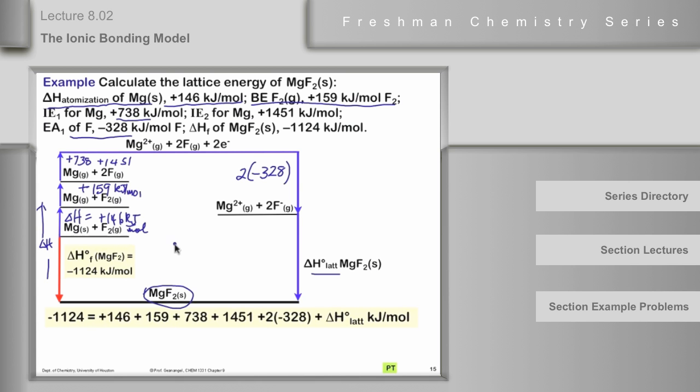So we get them from 1 full mole of the F2, and that bond energy is shown up here at 159. Then we have the 2 ionization energies of magnesium and the 2 electron affinities and delta H of lattice. And finally, we solve this thing, and we get almost 3,000 kilojoules per mole exothermic. Why do you suppose it's so much larger, more negative, than the 1,000 we got for lithium fluoride?